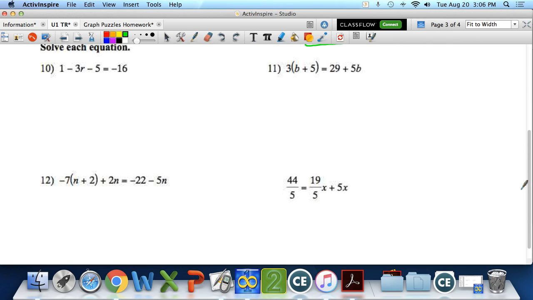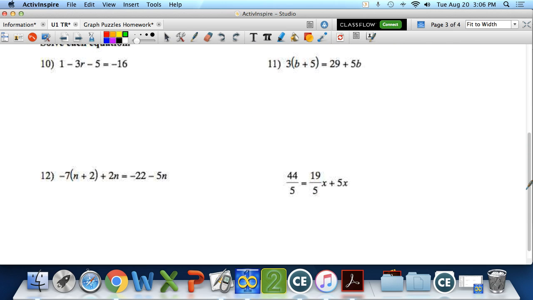On to my personal favorite part, many people's least favorite part, solving equations, okay? This is such a crucial part of Algebra 1, guys. You've got to have this down. This has got to be like clockwork. It's just got to be automatic here.